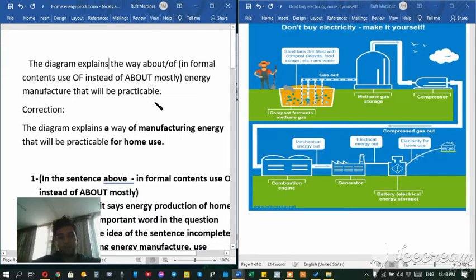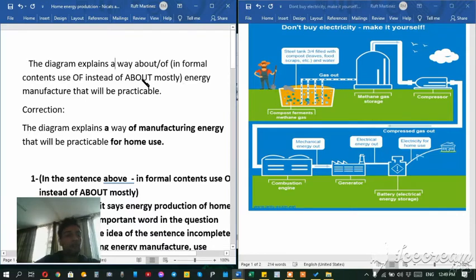What is your mistake? First of all, you said the way. Don't use the article the in front of the word way in your introduction. Always use a, because this is not the only way of generating electricity. There are many other ways. This is just a way, okay? Be careful about this. Use the article a, not the. A way, a means, okay? The diagram explains a way.